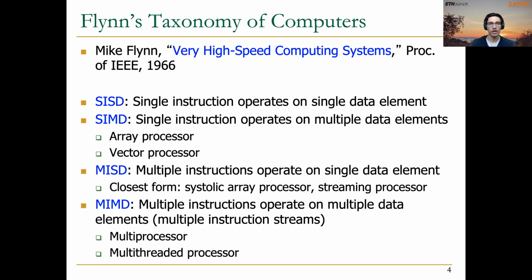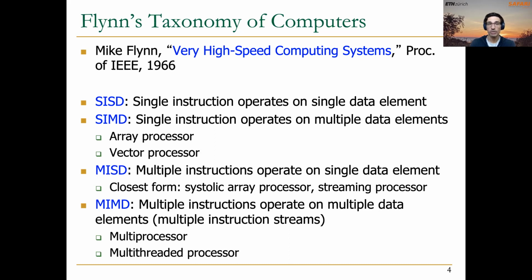The most popular type of SIMD processor these days are GPUs, and they have characteristics of both array and vector processors. We are going to cover GPUs with a lot of detail in this course, and today we will start talking about SIMD extensions in existing CPUs.